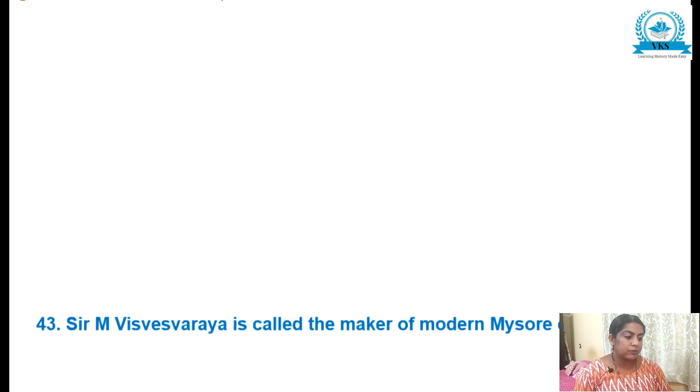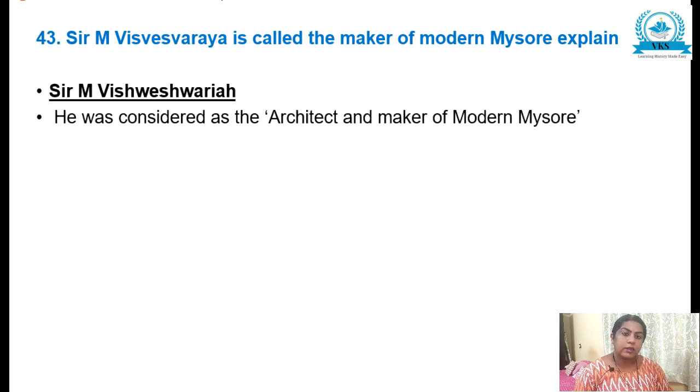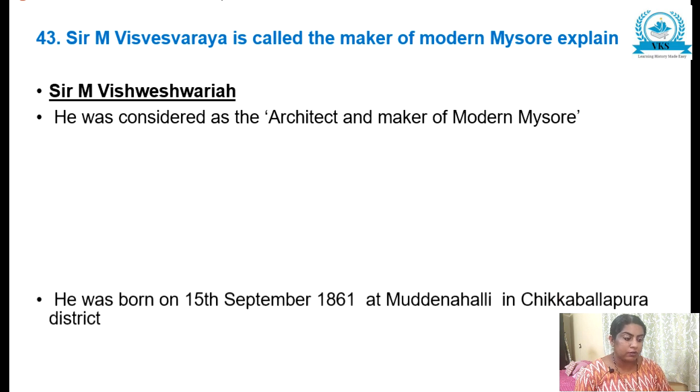So now let us move on to the last essay question. Sir M. Vishweshwaraya is called the maker of modern Mysore. Explain. So regarding Sir M. Vishweshwaraya, he was considered as the architect and maker of modern Mysore.